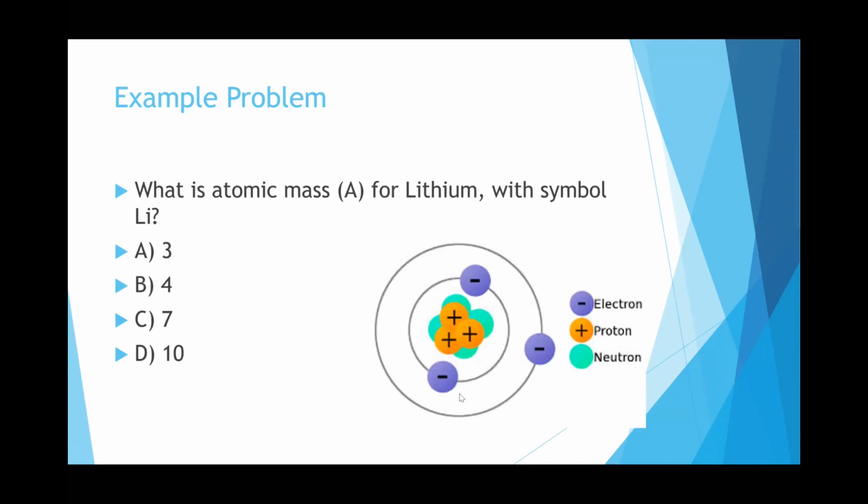Let's do an example one. Let me relaunch the poll. So please vote. What is the atomic mass A for lithium? Basically, you count the number of protons and neutrons.